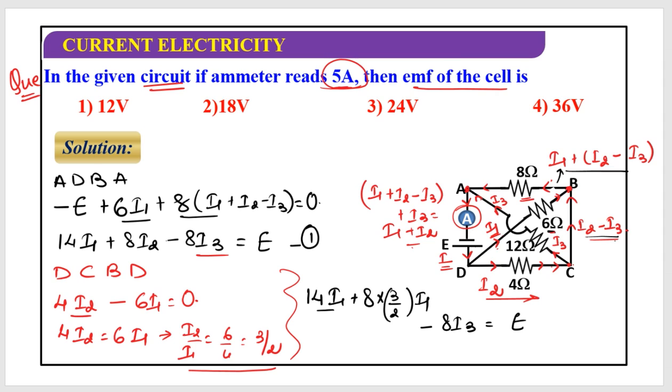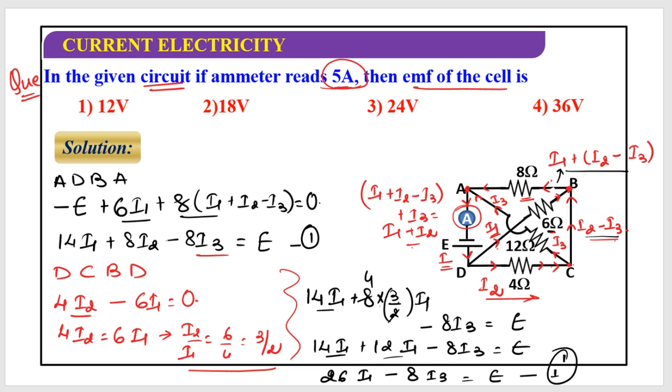So if I solve this, it's 14 I1 plus 8 into 3 by 2, which is 4 threes are 12 I1, minus 8 I3, and that should be equal to E. This is 14 I1 plus 12 I1, this is 26 I1 minus 8 I3. This is equal to E. This is relation number, let's suppose, 1 dash.